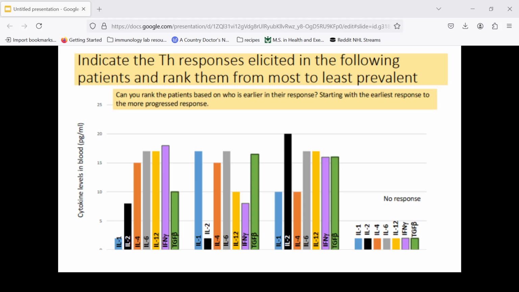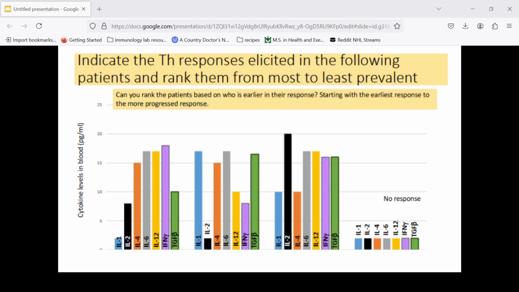Patient 1 has more IL-2, so we're going to assume they're further in their response than patient number 2, because they are proliferating, because they have activated T helper cells which are secreting that proliferating cytokine.